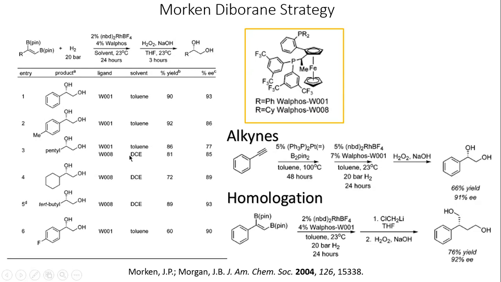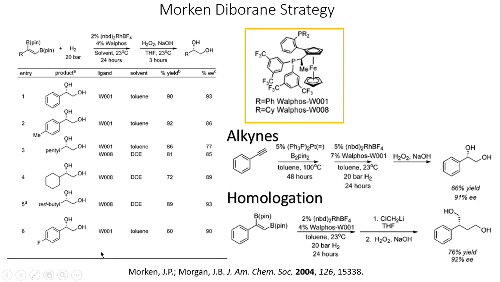But when you do it in 1,2-dichloroethane, which is a different solvent and it's non-aromatic, you can see that the yield is about the same, 81%. That's not a big difference, but the enantiomer selectivity goes up from 77 to 85, and that is a big difference. Same thing here. In dichloroethane, the enantiomer selectivity is around 89%. And then when you take the tert-butyl version of this in dichloroethane with the ligand where the R groups are cyclohexyl groups on the phosphorus, you get 92% EE and 89% yield.